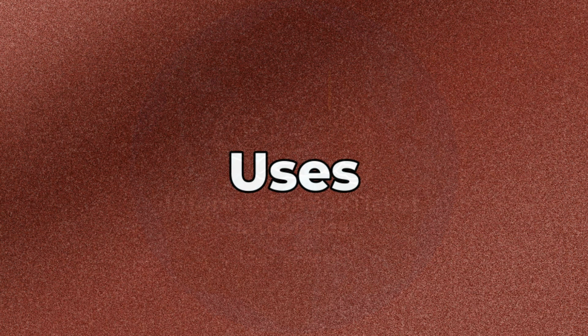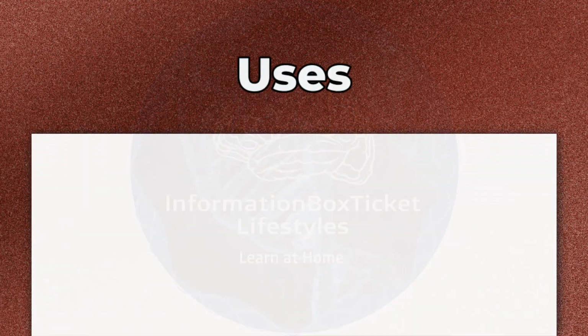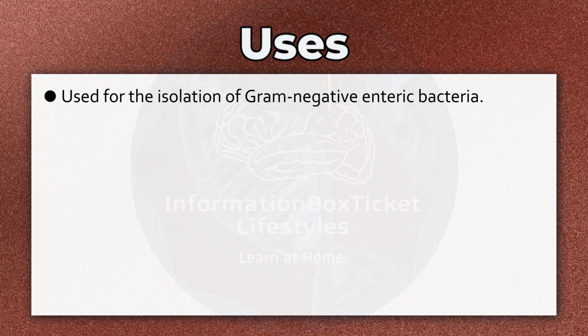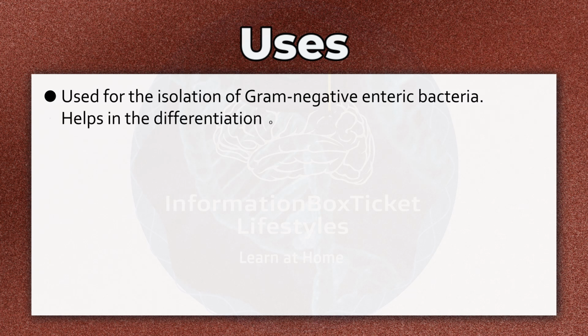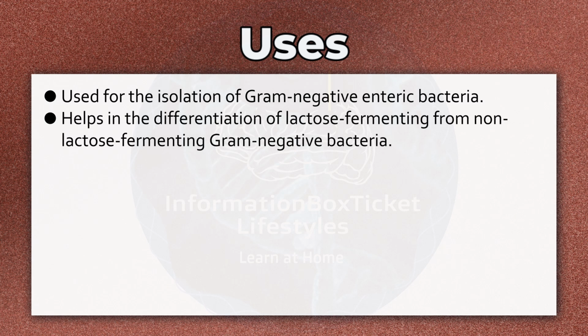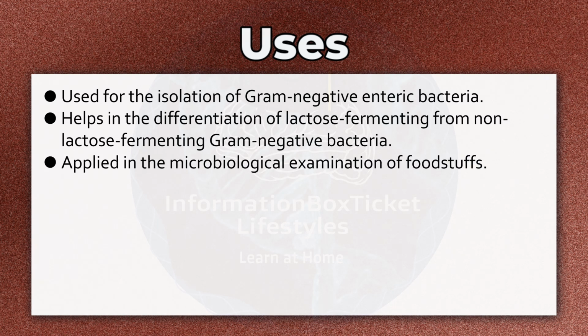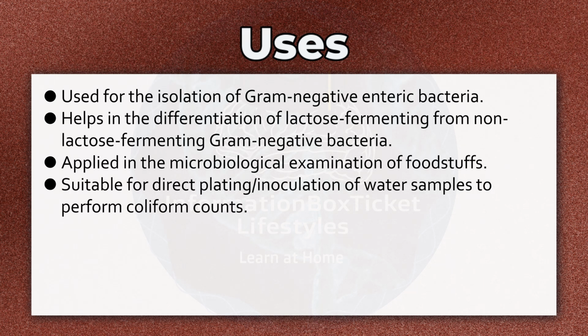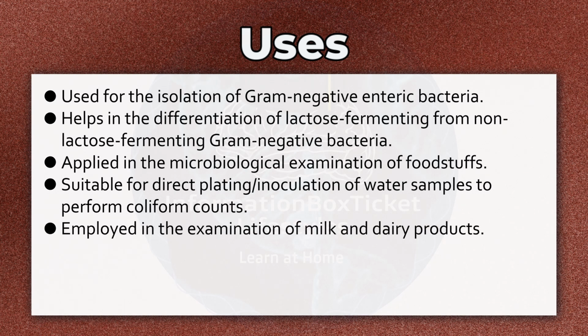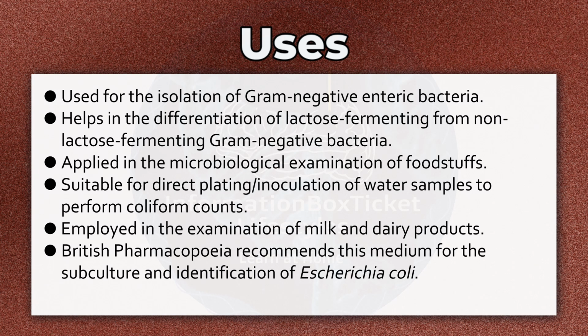Uses of MacConkey Agar. Used for the isolation of gram-negative enteric bacteria. Helps in the differentiation of lactose fermenting from non-lactose fermenting gram-negative bacteria. Applied in the microbiological examination of foodstuffs. Suitable for direct plating and inoculation of water samples to perform coliform counts. Employed in the examination of milk and dairy products. British Pharmacopoeia recommends this medium for the subculture and identification of Escherichia coli.